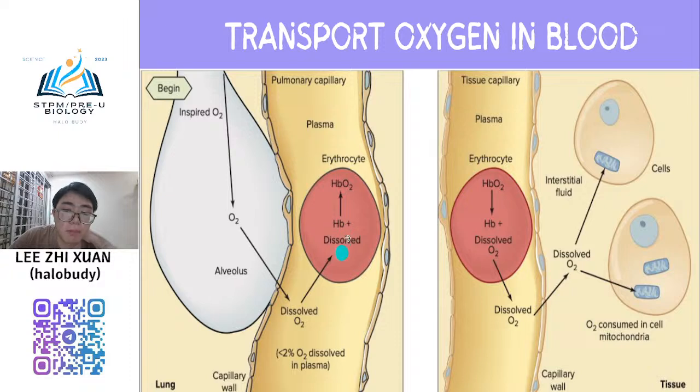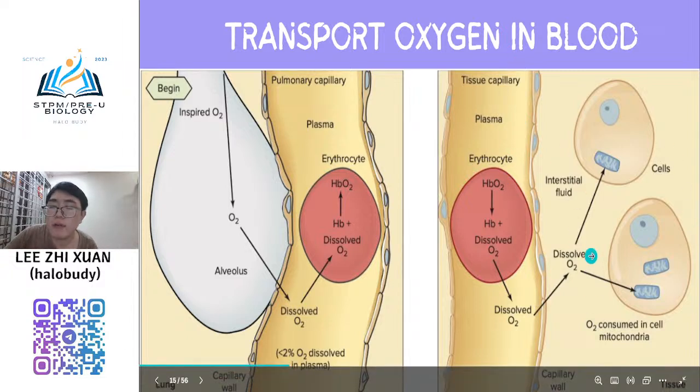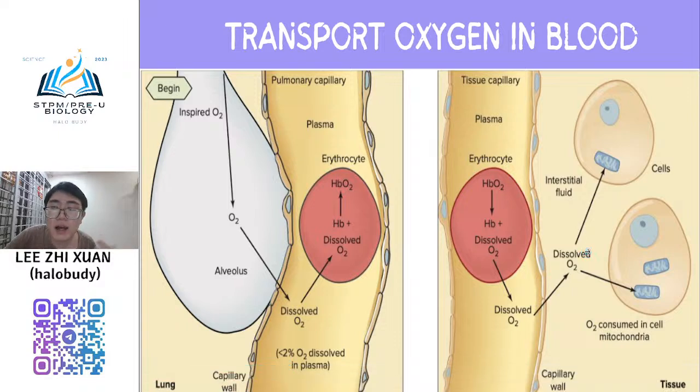Once it diffuses into the red blood cell, it will react with the hemoglobin to form oxyhemoglobin. In chemical formula we write it as HbO2. This one we call oxyhemoglobin. Once it forms oxyhemoglobin, the erythrocyte will go to other parts of the body that require oxygen, whether it is the hand, heart, intestine, brain, eye, or any part of the body tissue.